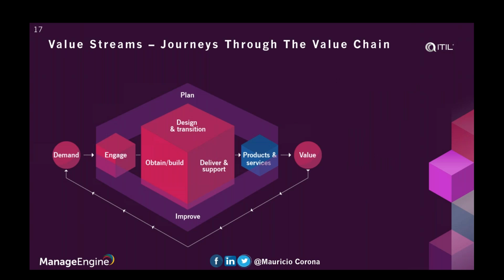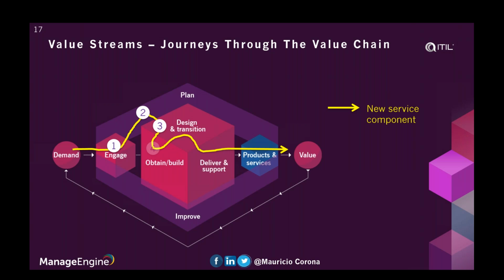So in order to depict how a value stream is going to go through from demand to value through all of the service value chain, well, this is one example. Let's just think that right now, based on COVID-19, we need to move forward very quickly on delivering a new service component. Okay, what's the journey that this value stream can have?